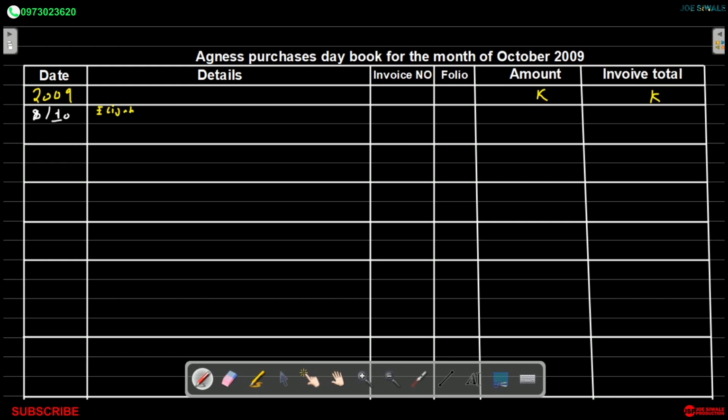Then we'll say 5 cases of plastics at 50 kwacha each. So we're going to say 5 cases of plastics at 50 kwacha each.